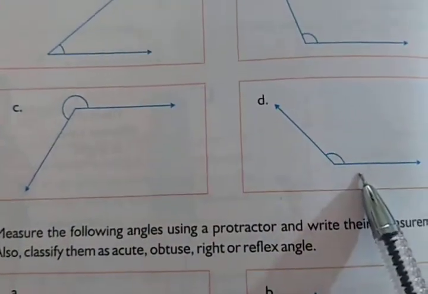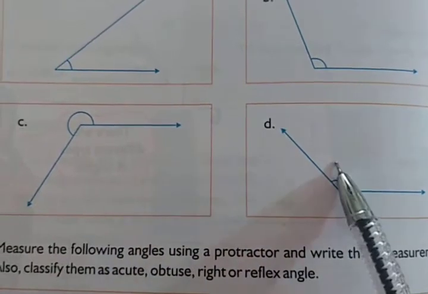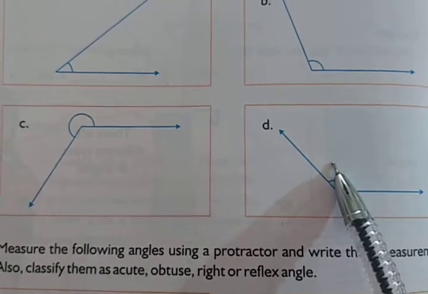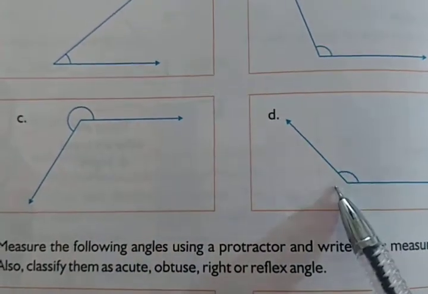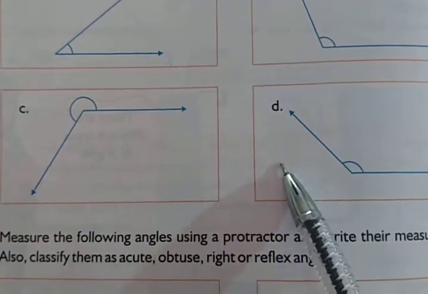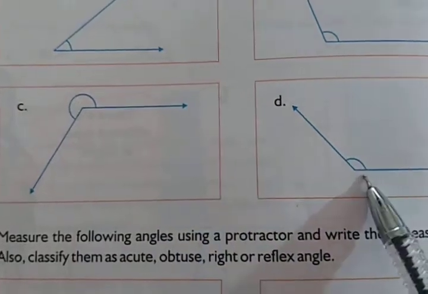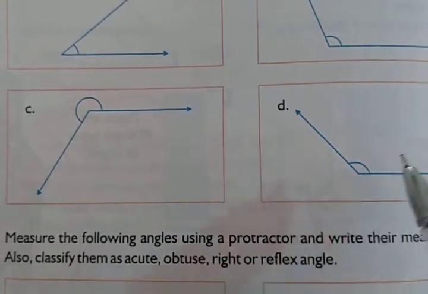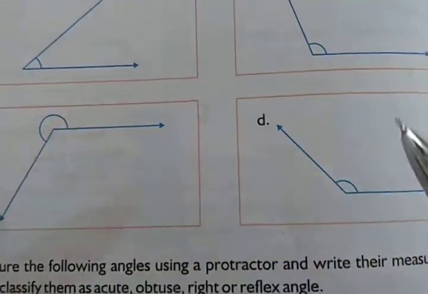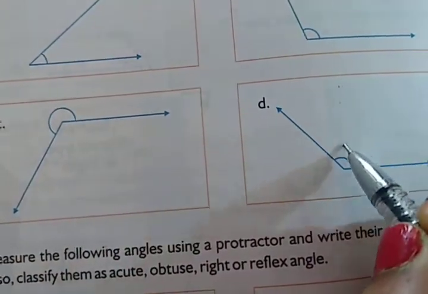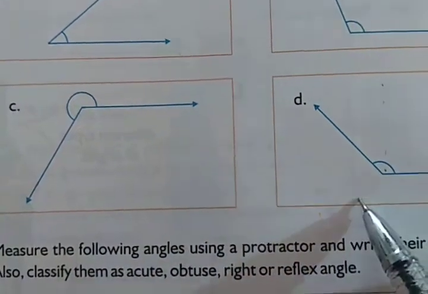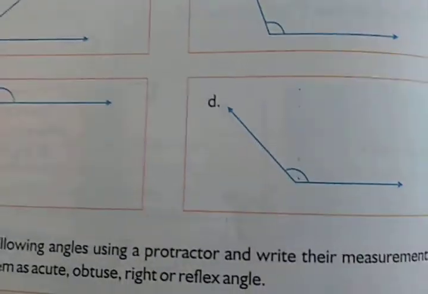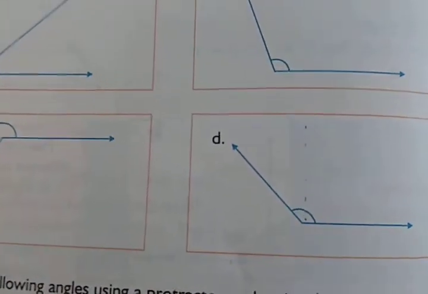And this angle, is it more than 180 degree or less than? Yes, this is greater than 90 degree but less than 180 degree. So this type of angle is called an obtuse angle. So this angle is obtuse angle D.